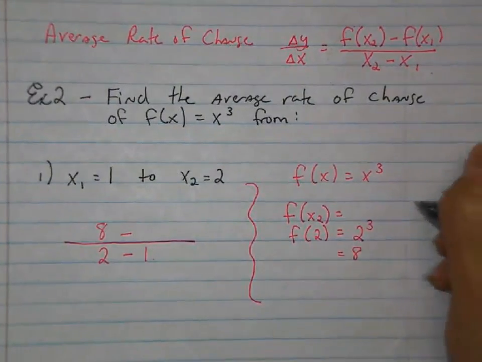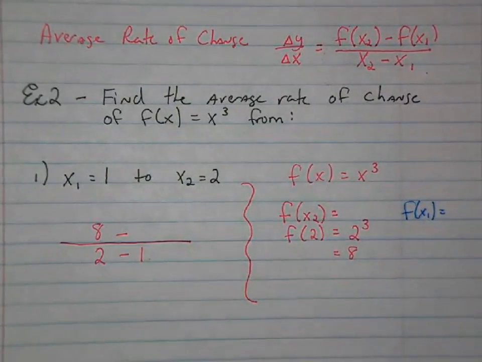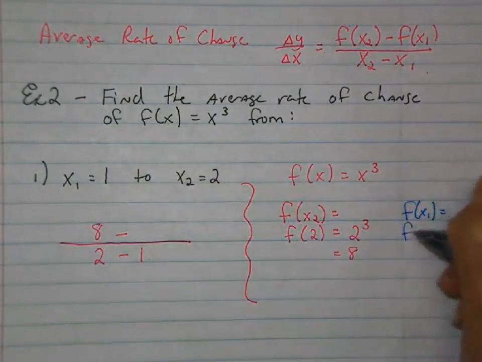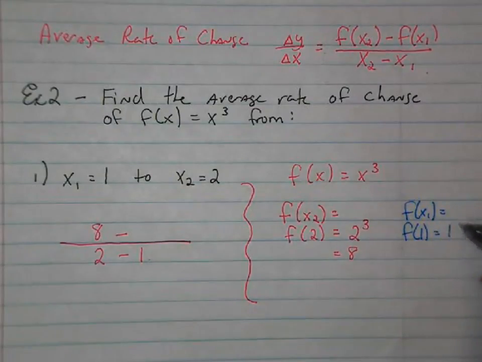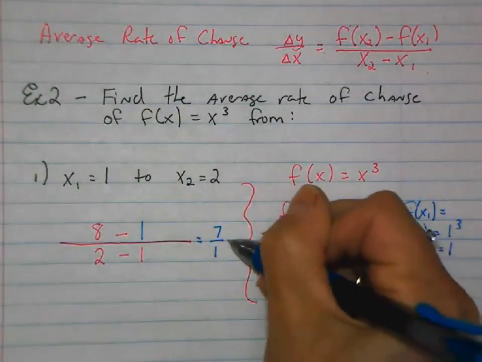Well, what's x sub 1? x sub 1 is 1. So I want to do f of 1, which is 1 cubed or 1. And now I just simplify. 7 over 1, which is 7. And that's my average rate of change.